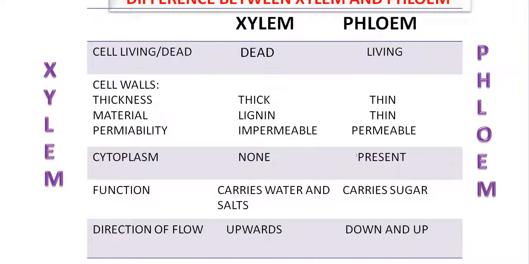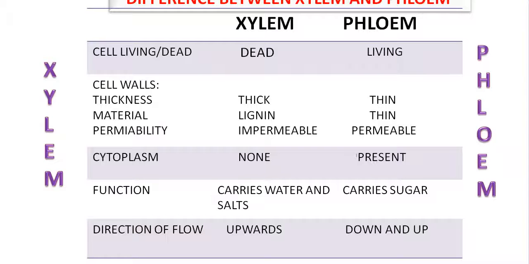Now differences between xylem and phloem based on certain parameters. The cells are dead in xylem but living in phloem. Cell wall thickness, thick in xylem and thin in phloem. Material, lignin is the material in xylem and in phloem it is absent. Permeability, xylem is highly impermeable but phloem is permeable. Cytoplasm, there is no cytoplasm in xylem but cytoplasm is present inside the phloem.